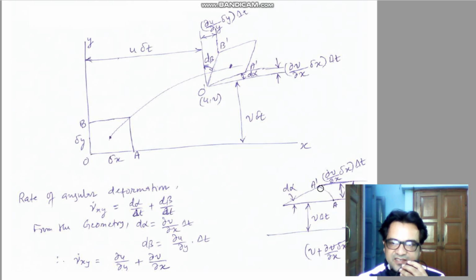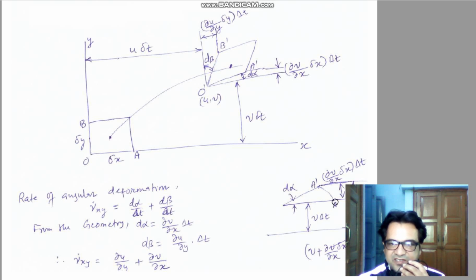What is the vertical distance from the x axis to A dash? A similar Taylor series expansion can be applied to find the increase of the displacement due to the angular deformation d alpha. If the velocity is v at A, what is the velocity at A dash? The velocity change takes place along the x direction, so this deformation is basically along the x direction.